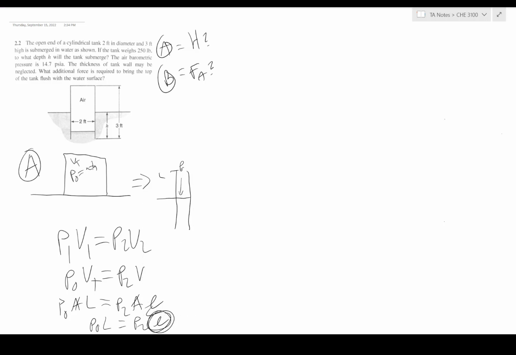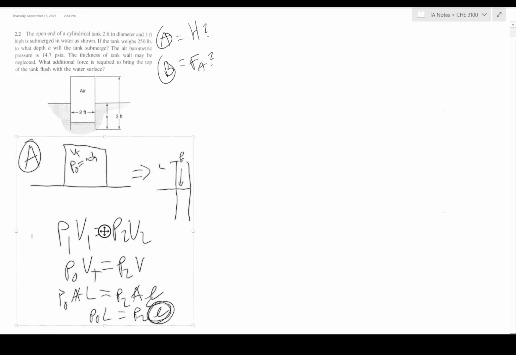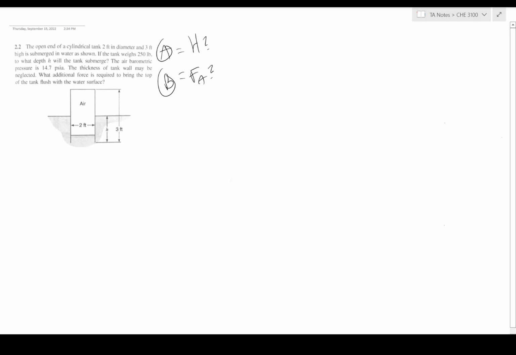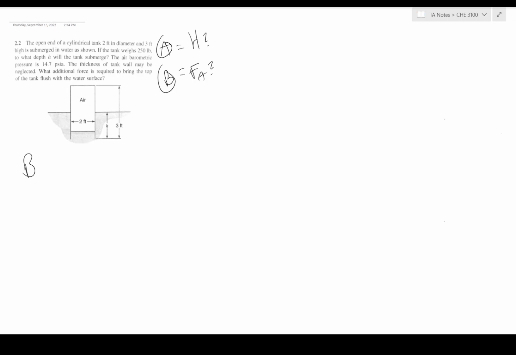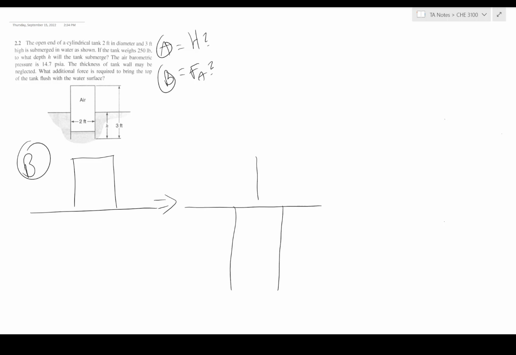For part B, it's not too bad. So part B is saying you have a tank here, and now the next thing that you're doing is you want to figure out how much force you need to apply such that the tank is fully submerged.